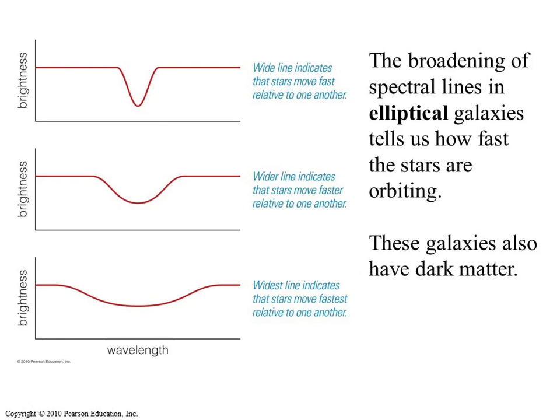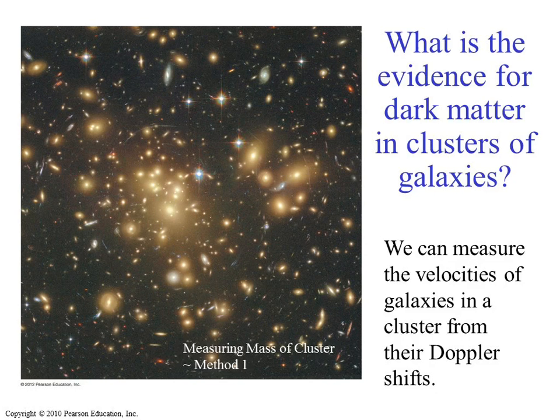This kind of switches gears. Those were all spiral galaxies. These are elliptical galaxies, okay, but we still see dark matter around elliptical galaxies. So speaking of elliptical galaxies, galaxies are organized in clusters, and I think I've mentioned that before.